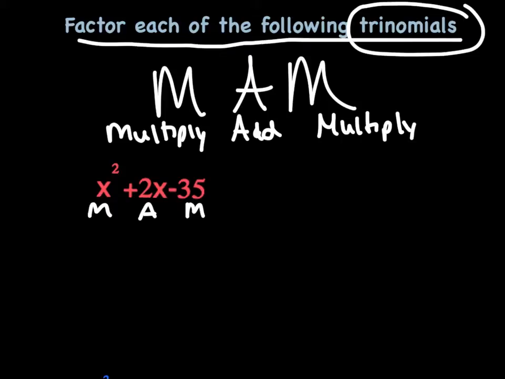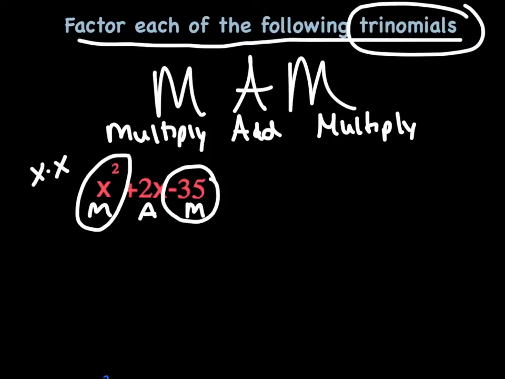So I'm going to start with my multiplying first. How do I get x squared? Well, hopefully you're saying it's x times x. Now I go to my other multiplying. How do I get 35? Well, I could do 1 times 35. What else? 7 times 5. And I think that's it.